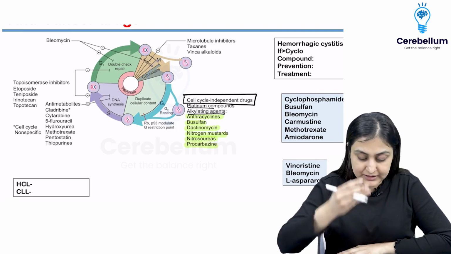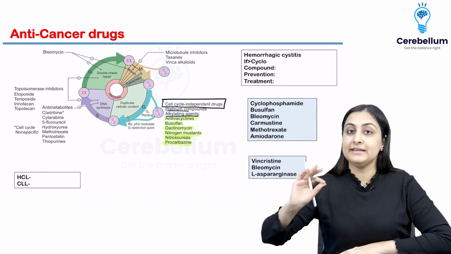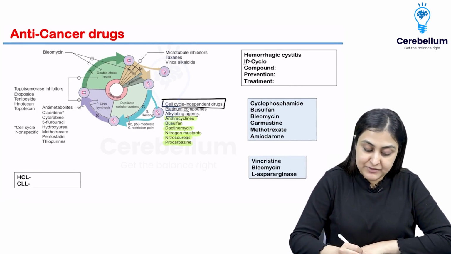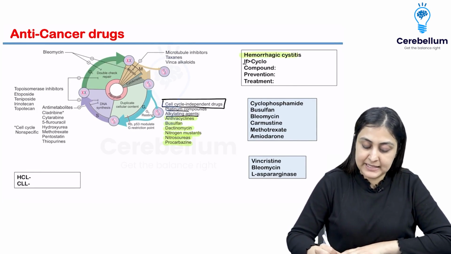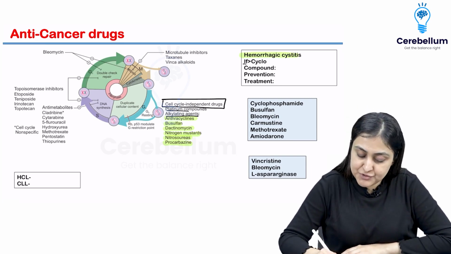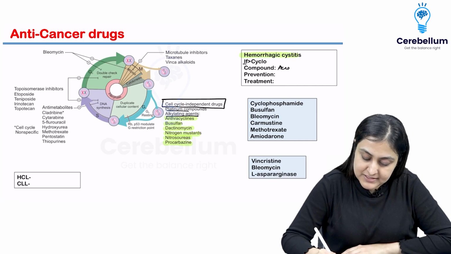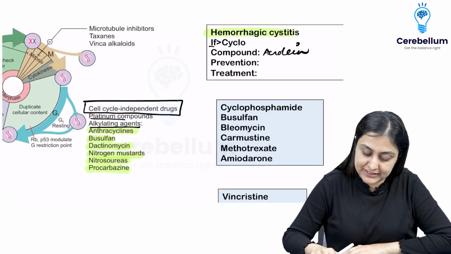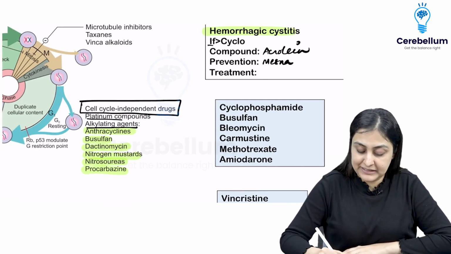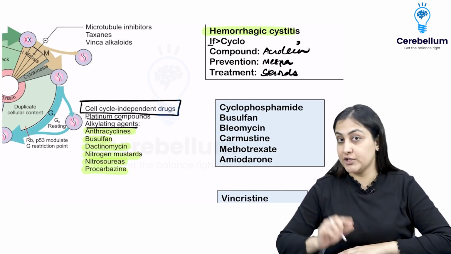Here you want to remember in nitrogen mustards you have cyclophosphamide and ifosfamide, which have a very important side effect, that is hemorrhagic cystitis, which is more with ifosfamide. The compound that is responsible for this is acrolein. All right, so acrolein is the compound that is responsible for it, and it can be prevented by giving mesna. So mesna can be used to prevent it, and the treatment is with the help of steroids. So these are three things that you want to remember.